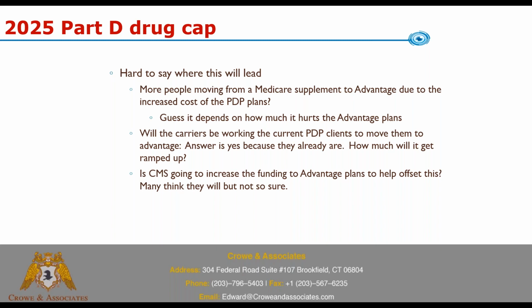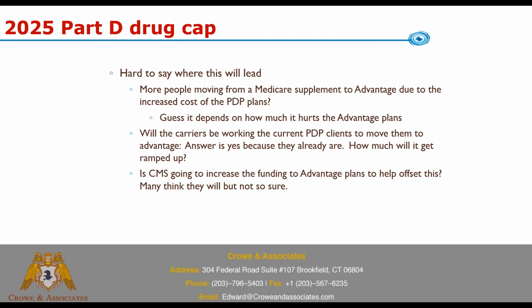It's hard to say. Will the carriers be working the current PDP clients to move them to Advantage? The answer is yes. They are already doing that. So a number of carriers, and again, no names mentioned, every year take their PDP lists. They give them to telesales agencies, internal telesales, external telesales. They give them out, and they allow them to call those Part D clients and try to move them to an Advantage plan. Is that going to get ramped up? I think it is. I think it'll get ramped up substantially. I think they'll really start pushing.